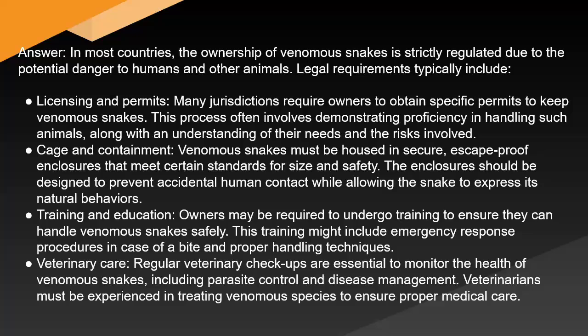Cage and containment. Venomous snakes must be housed in secure, escape-proof enclosures that meet certain standards for size and safety. The enclosures should be designed to prevent accidental human contact while allowing the snake to express its natural behaviors. Training and education. Owners may be required to undergo training to ensure they can handle venomous snakes safely. This training might include emergency response procedures in case of a bite and proper handling techniques. Veterinary care. Regular veterinary checkups are essential to monitor the health of venomous snakes, including parasite control and disease management. Veterinarians must be experienced in treating venomous species to ensure proper medical care.